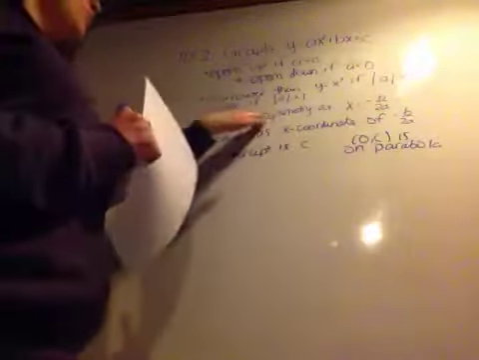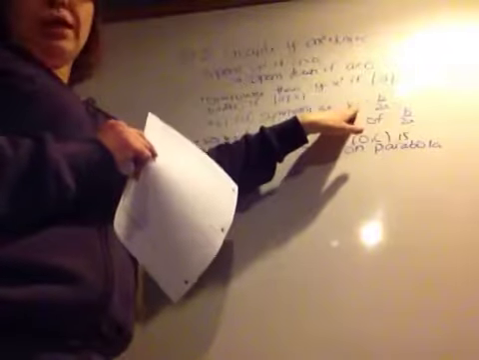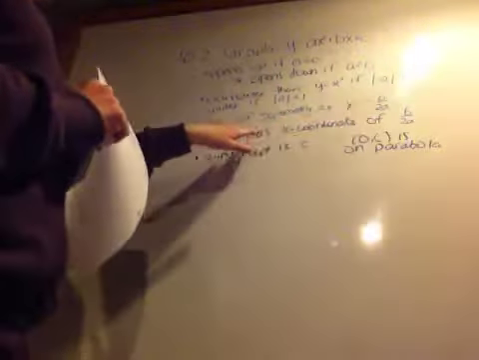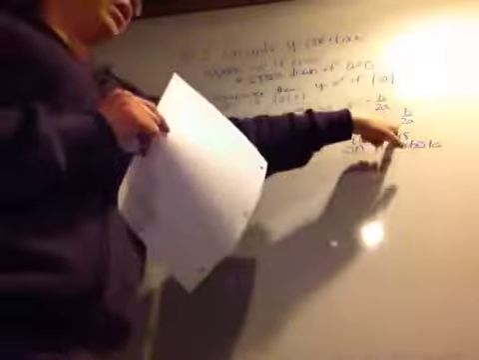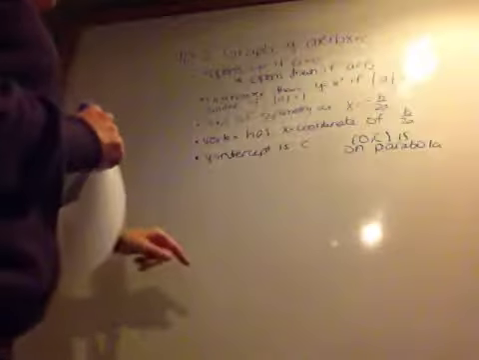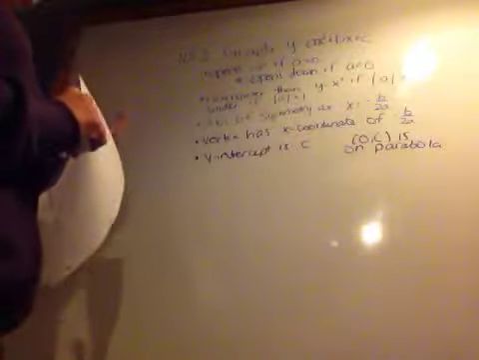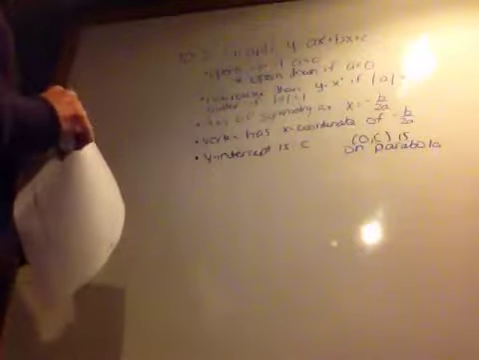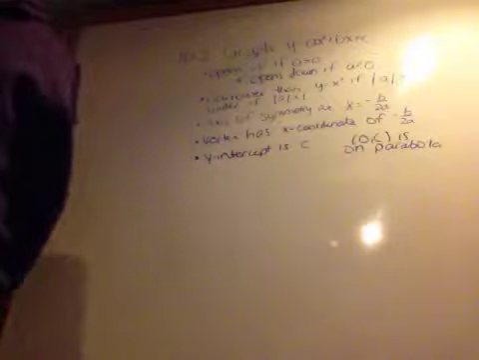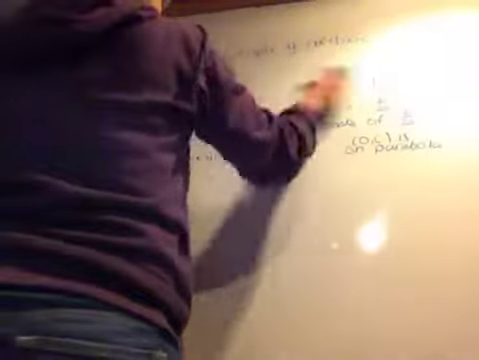The axis of symmetry is going to be at x equals negative b over 2a. And the vertex will have the x-coordinate of negative b over 2a. The y-intercept is going to be c, so the point 0, c is on the parabola. So we're going to find the axis of symmetry and the vertex of this example here.